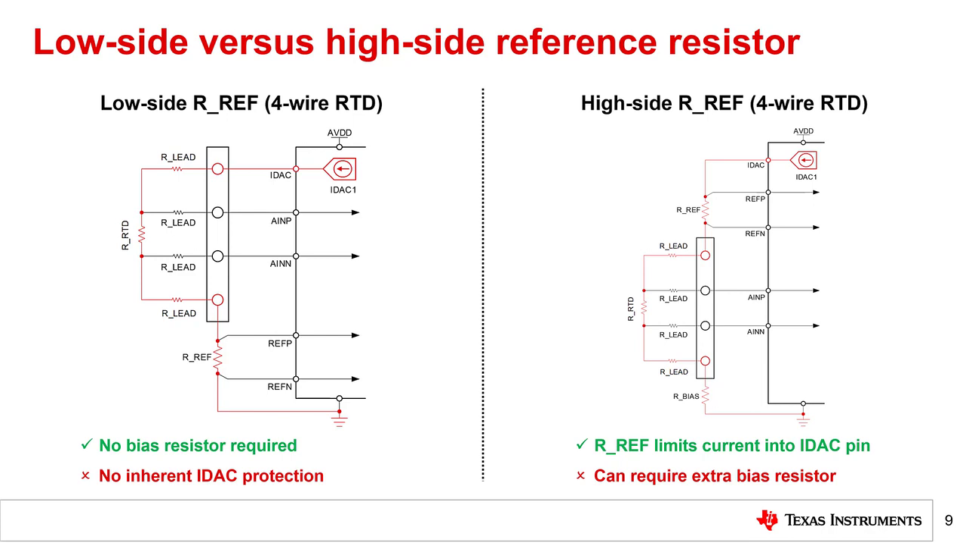One of the main benefits of a high side reference resistor is that it provides some inherent overvoltage protection for the IDAC pin. When an overvoltage event occurs on the top terminal of the 4-wire RTD, RREF limits the current into the IDAC pin to avoid device damage. Refer to the ADC datasheet to identify the absolute maximum pin current and then design the system accordingly. Also note that ANP, ANN, REFP, and REFN are inherently protected by the respective filter resistors, which are not shown on these diagrams.